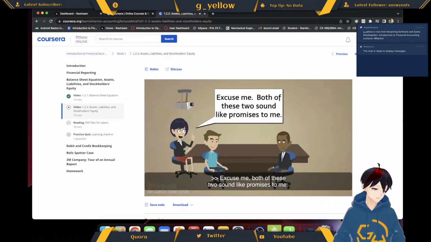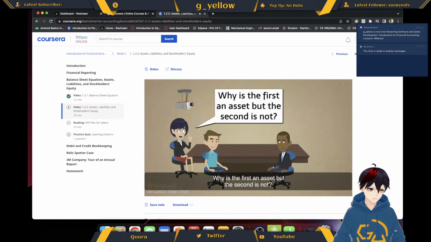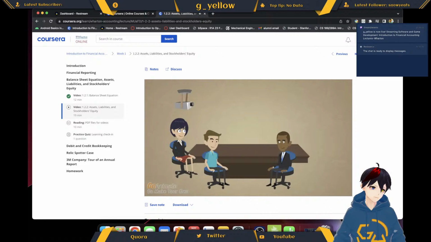Excuse me. Both of these two sound like promises to me. Why is the first an asset but the second is not?